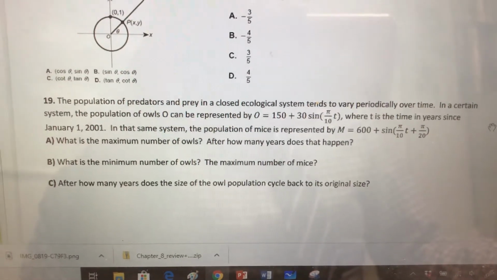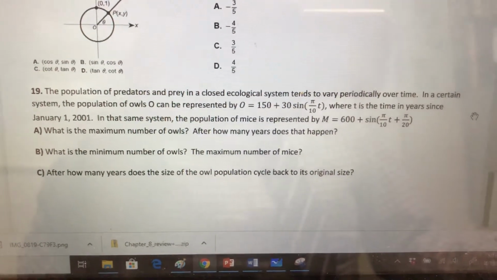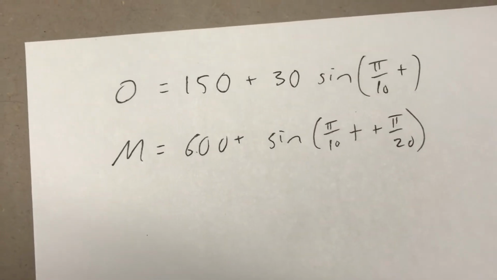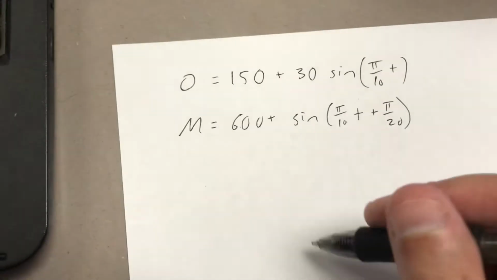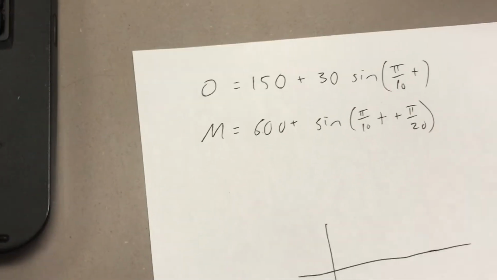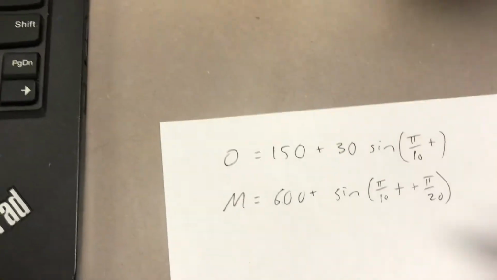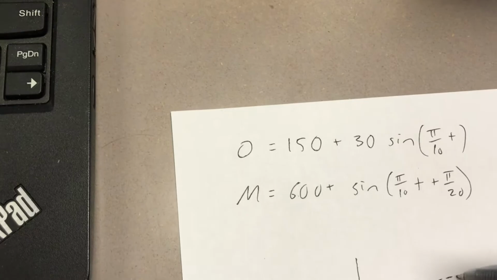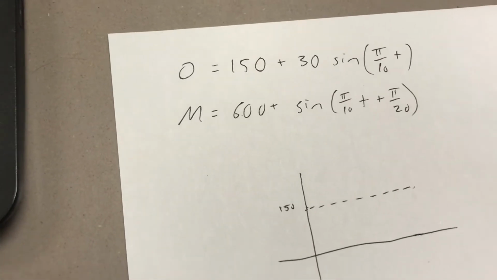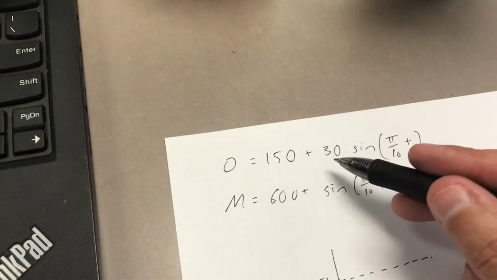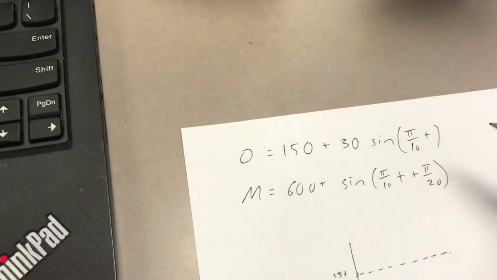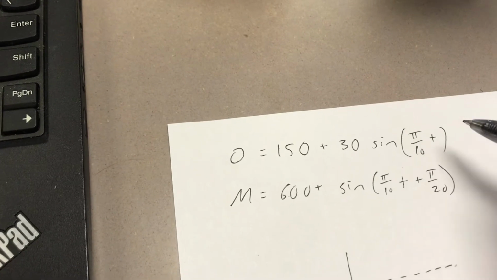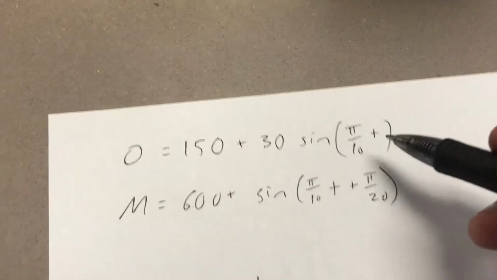The first part asks you to find the maximum number of owls, and also after how many years it happens. This problem can be done a bunch of different ways. Here's the owl equation. Remember, from a graphing standpoint, you really should be able to do this problem by hand. Notice that the owl population midline is going to be at 150. So if you're graphing this, it starts out at 150. Notice that the amplitude is 30. Also notice there's no phase shift here. It's not shifted to the left or right. You don't have anything being added to the t there.